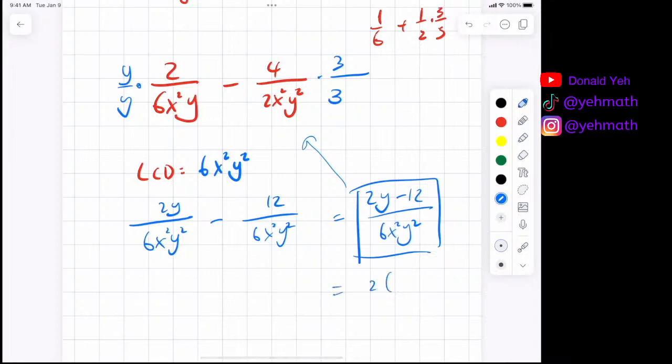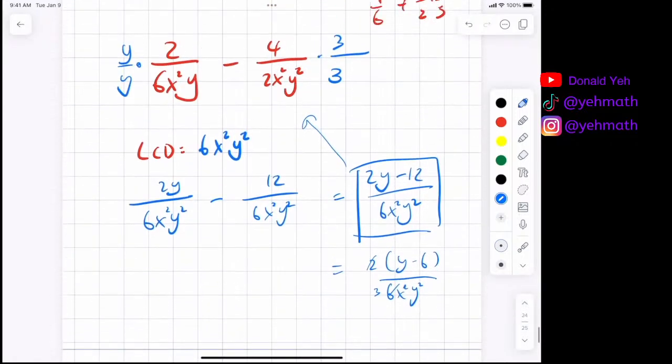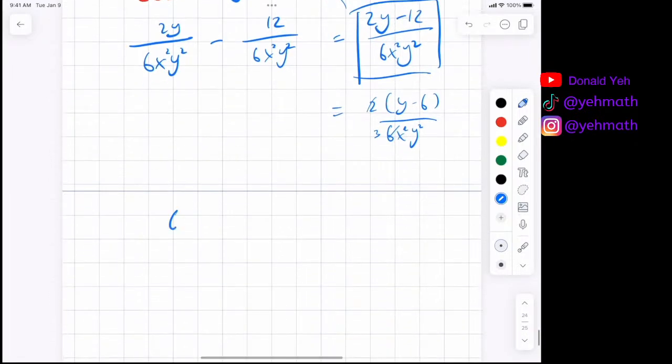If you take out 2, that's y minus 6 over 6x squared y squared. This 2 and 3 can simplify. Yep, that's something you can do. But other than that, there's nothing else. Got it? Okay, I'm going to give you some difficult ones.